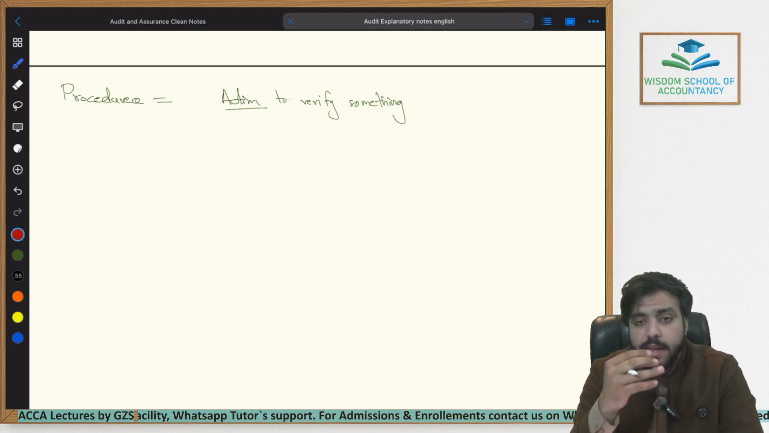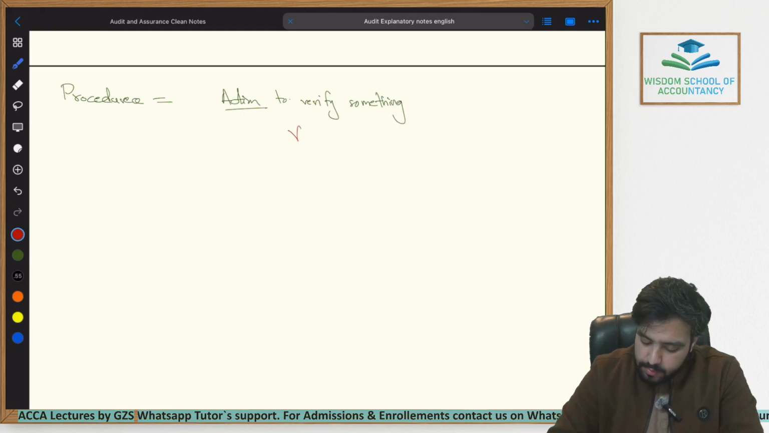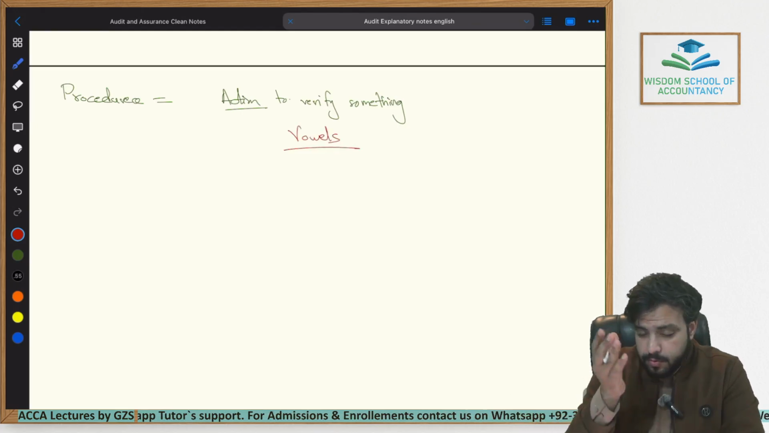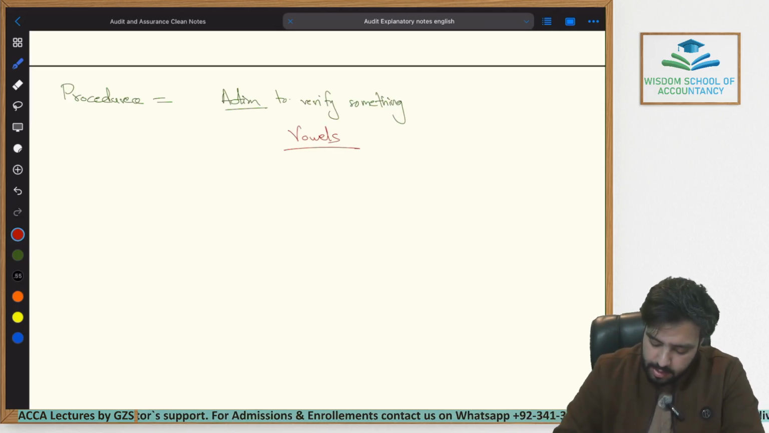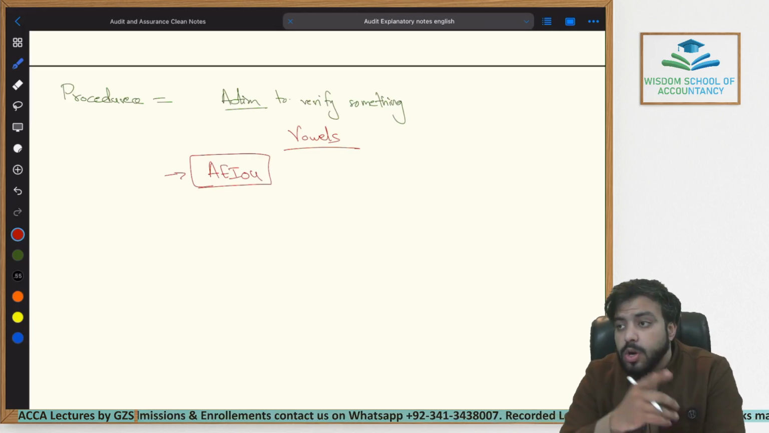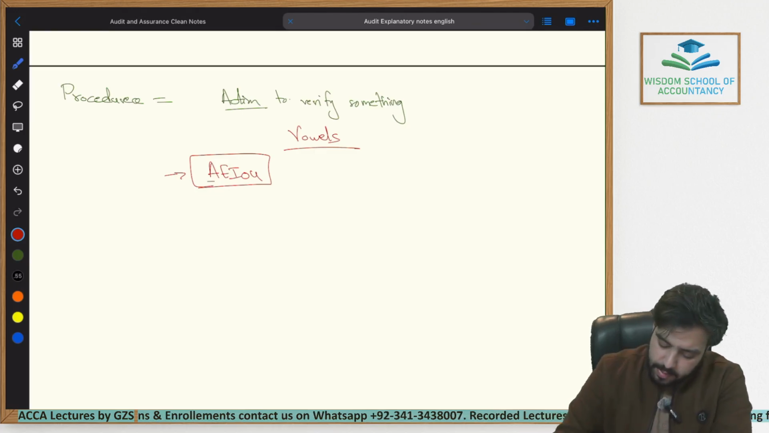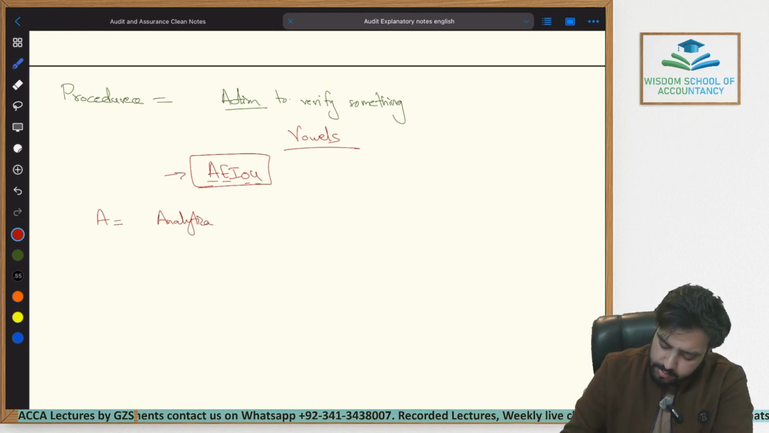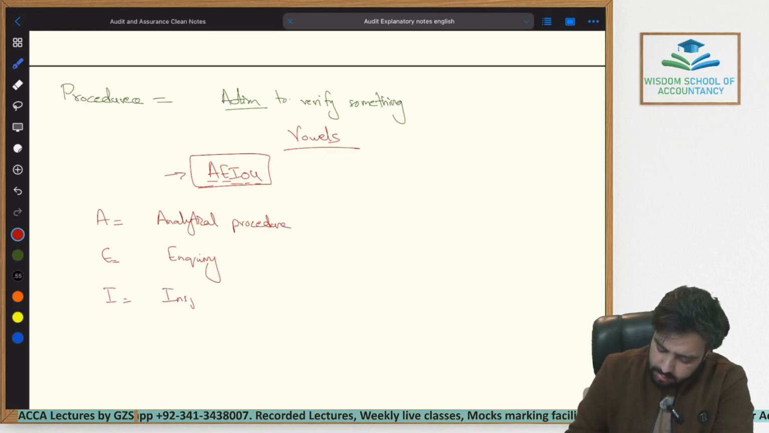Let's discuss them. Again, there is a mnemonic for them, and the mnemonic in this case is vowels. What were the English vowels when you studied them as a little kid? The vowels were A, E, I, O, U. And these are the procedures which an auditor can do, the actions which an auditor can do to verify the balances. Now, let's discuss them one by one. A, E, I, O, U. A stands for analytical procedures. E stands for inquiry. I stands for inspection. O stands for observation.